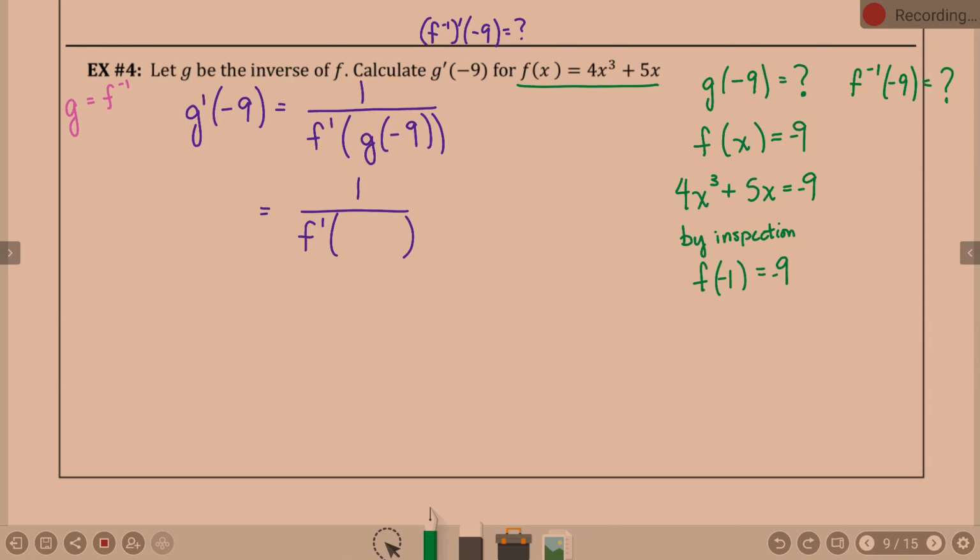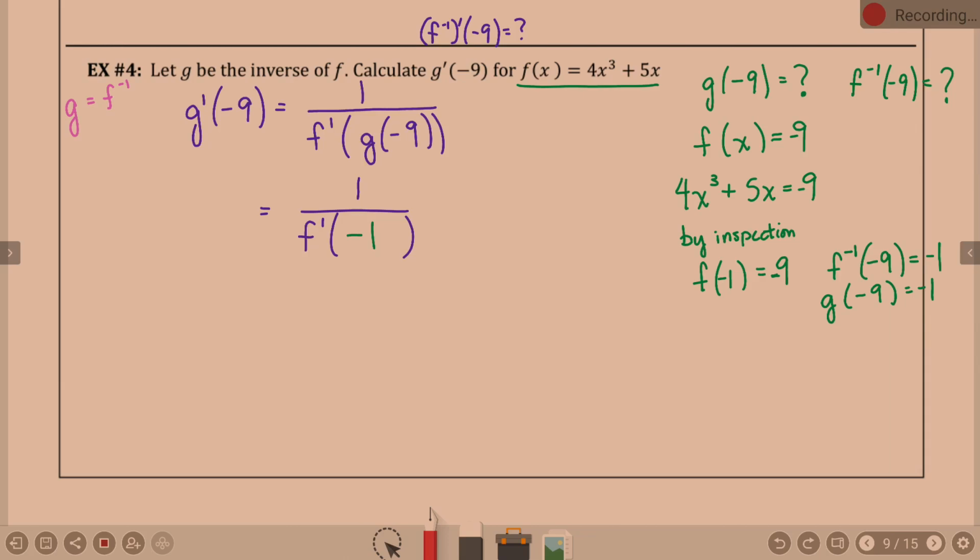Okay, so if f of negative 1 is negative 9, then what do we know? F inverse of negative 9 is negative 1, or what have we been using here? G of negative 9 is negative 1. Did we follow that process? So g of negative 9 is negative 1. And now it's 1 over f prime of negative 1. What do I need to do now? Plug it, or find the derivative. What Eli wanted to do earlier, and I said hold that thought, but yes.